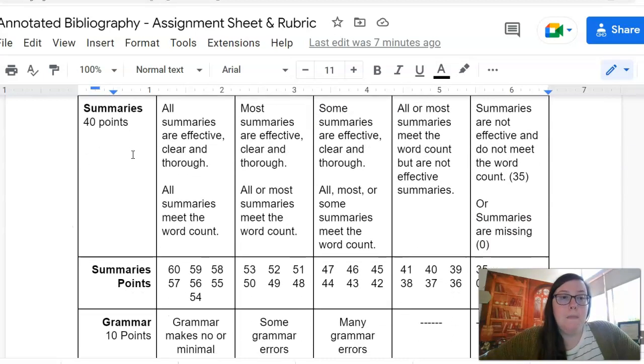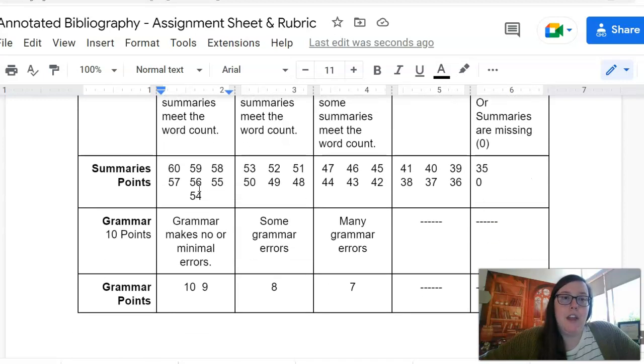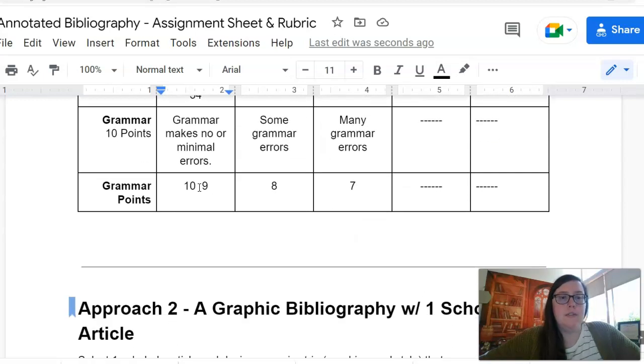Why don't they qualify? Again, if you're going the traditional route, I'm grading your summaries. Are they clear, effective, and thorough? Do they meet the word count? Clear, effective, and thorough means, did you read the article and did you get the main ideas? So if I'm concerned that you didn't read it all or you're just kind of rushing your summary, I will find your text, I'll take a look at it, and I'll see if your summary really did encompass the main ideas of that author's argument on the text.